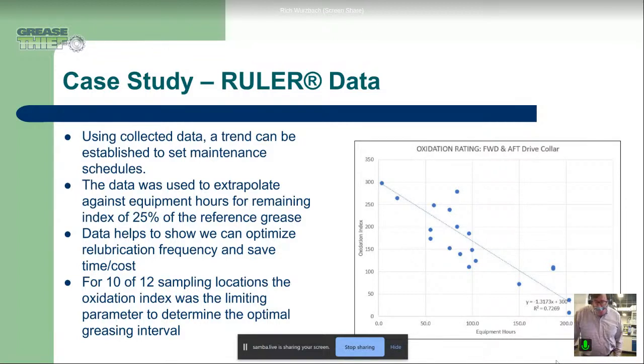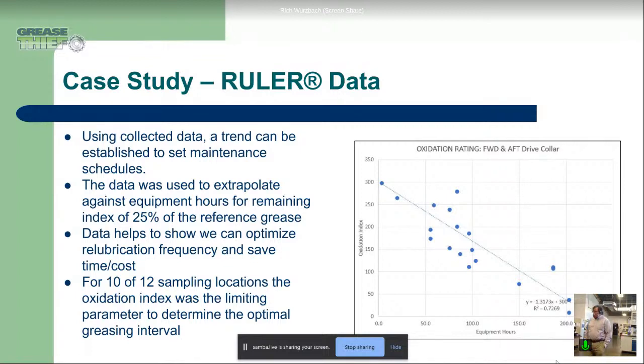And so our x-axis here is equipment hours, which is flight hours. We did get some samples that were almost brand new, just a few flight hours, and they had very high oxidation index, which shows there was very little oxidation stress on that grease, and it still had that high value. And you can see now that we were able to create a line of best fit that approximated the loss of antioxidants with respect to flight hours. And when you take that fit through, we use the criteria that says, in general, you look for a change out of a lubricant when you get down to about 25% of the remaining antioxidant, right?